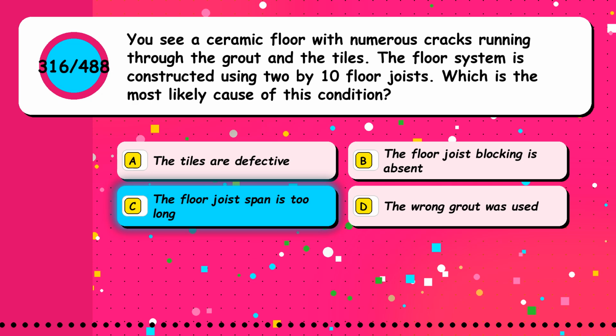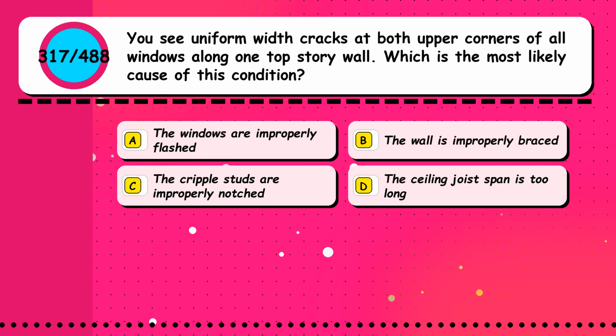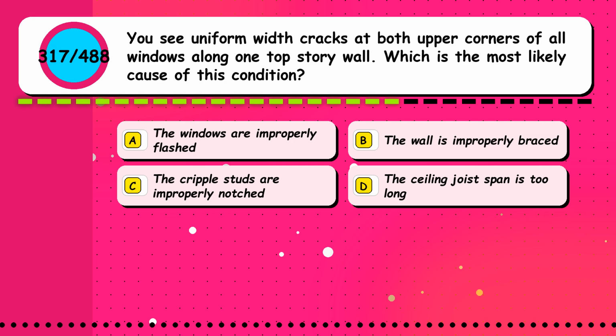The correct answer is option C, the floor joist span is too long. C, the floor joist span is too long. Question 317. You see uniform width cracks at both upper corners of all windows along one top story wall. Which is the most likely cause of this condition? Option A, the windows are improperly flashed. Option B, the wall is improperly braced. Option C, the cripple studs are improperly notched. Option D, the ceiling joist span is too long.